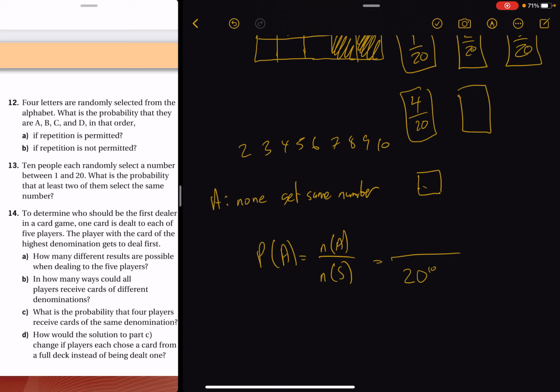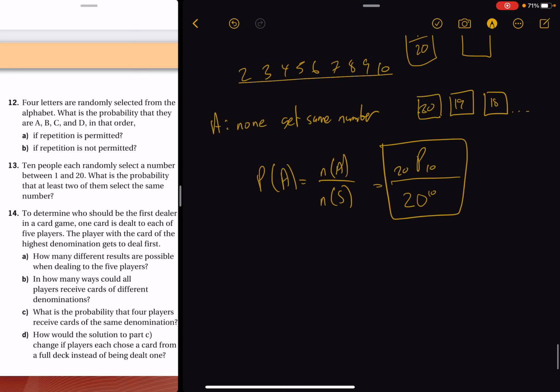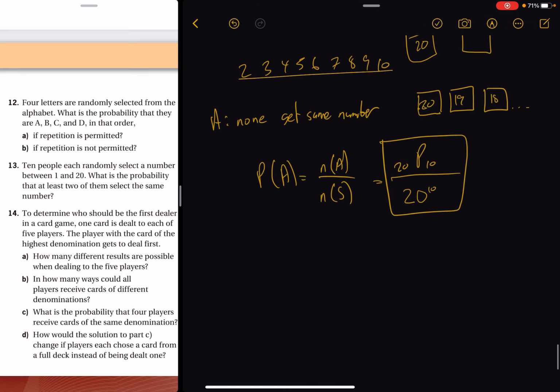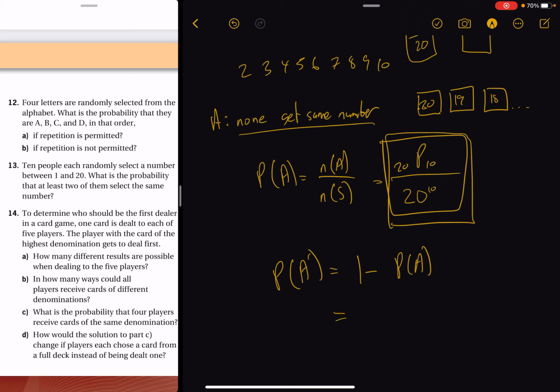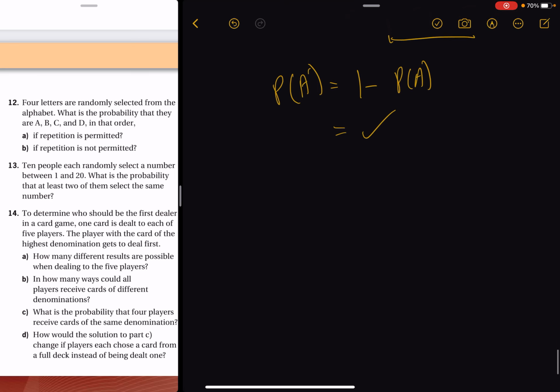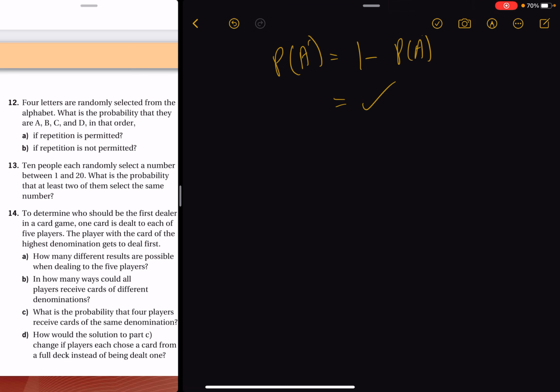So the first person, how many choices does the first person have? 20. But then there's 19, then there's 18. Essentially, it's going to be 20 choose 10. And that's the answer. So that's the probability of none get the same number. So all you have to do is P of not A is equal to 1 minus P of A. Whatever this ends up being, you just subtract it from 1, and that's your answer. Okay, I'm not going to do the math because I don't have a scientific calculator on me at the moment, but you can figure that out.